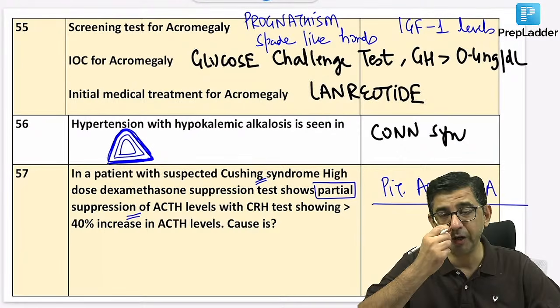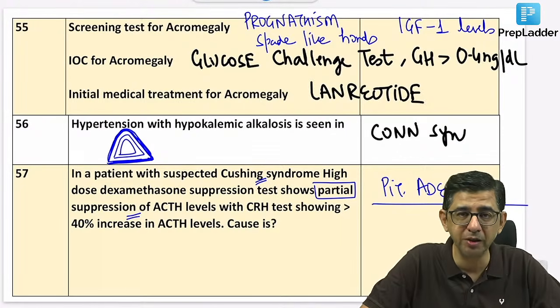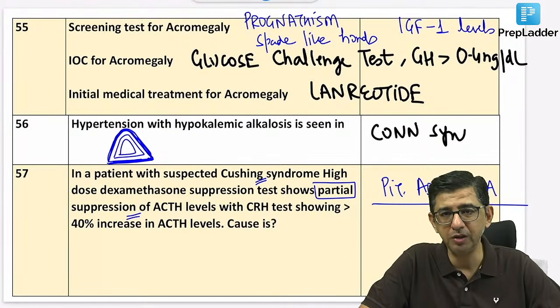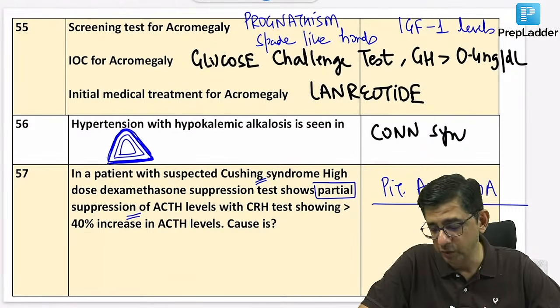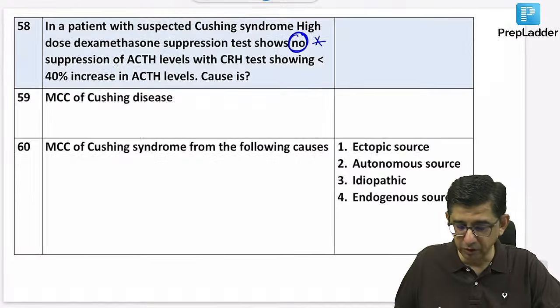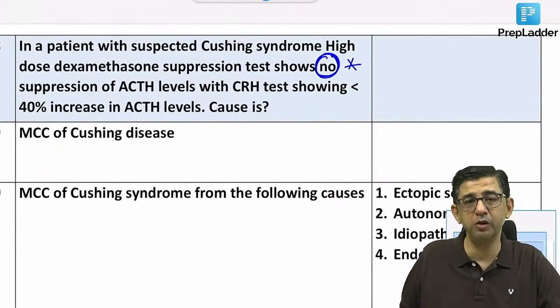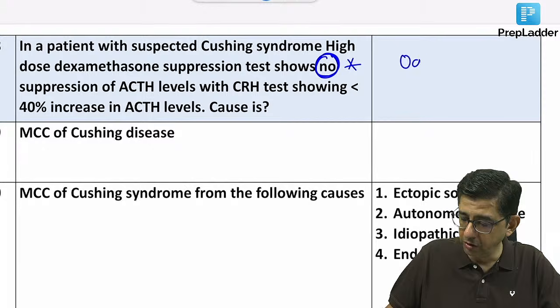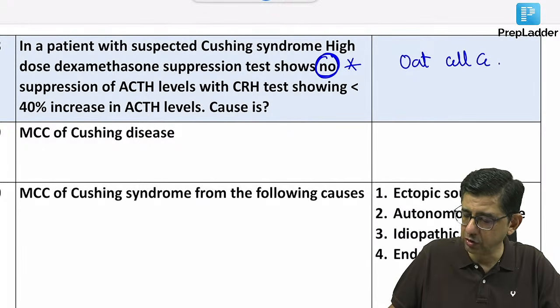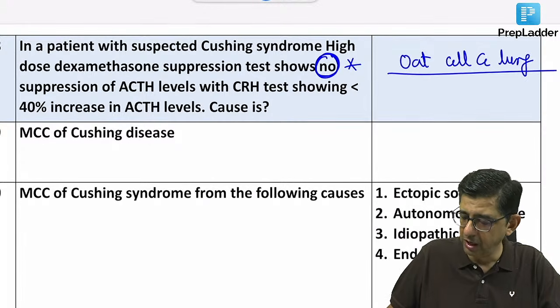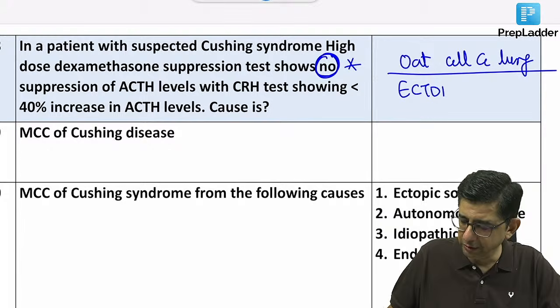Along with this, pituitary adenoma will respond very well to CRH, and therefore there would be a substantial increase in the values of ACTH after CRH was given. But if I change the language of the question and say that the person is having no suppression of ACTH levels, no suppression at all, then your answer would be lung cancer, which is causing excess production of ACTH. In the actual question, it was not oat cell cancer.